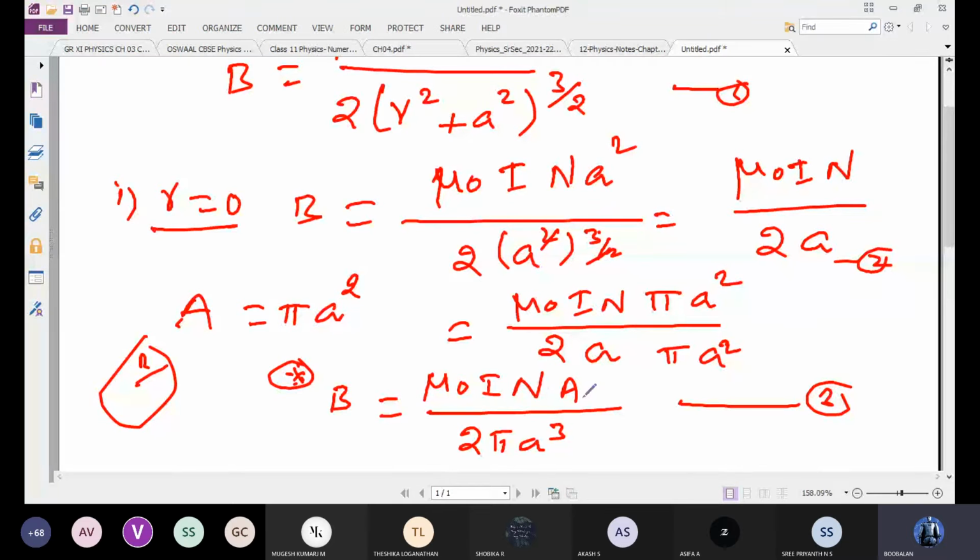So at MCQ question time, they can ask the direct formula also. They will tell you the proper situation, like at the center of the current loop, or how to find the magnetic field on the axis of a circular current loop. So like that they will ask the direct formula also. So please remember all the cases. Second one, at the axial point lying far away from the coil.